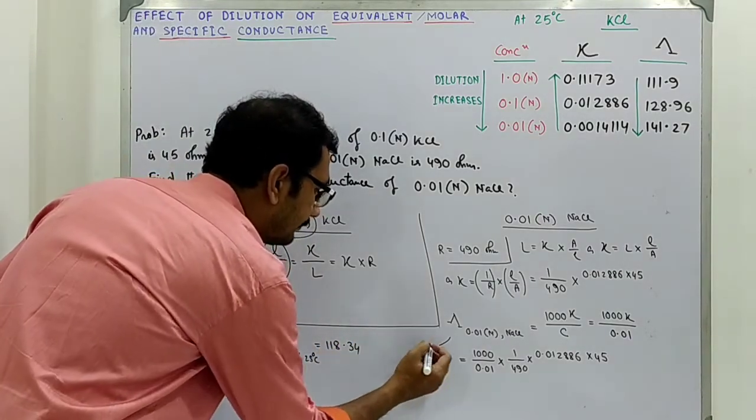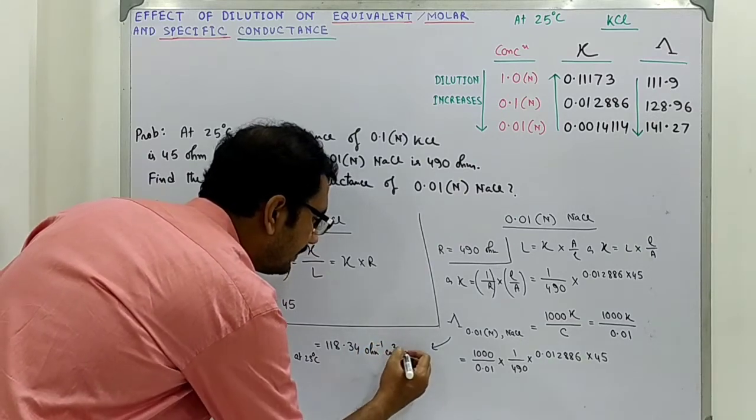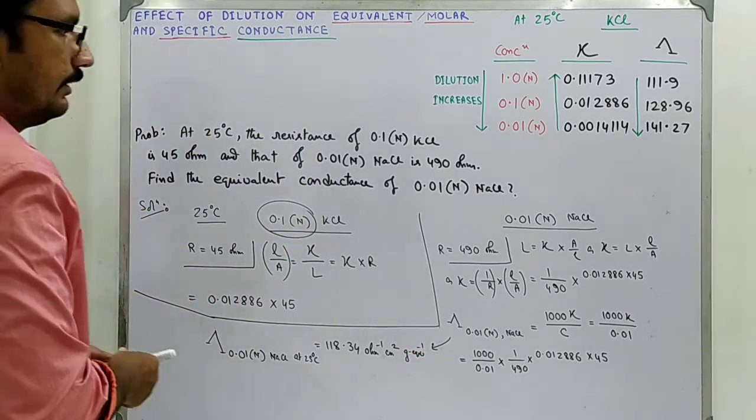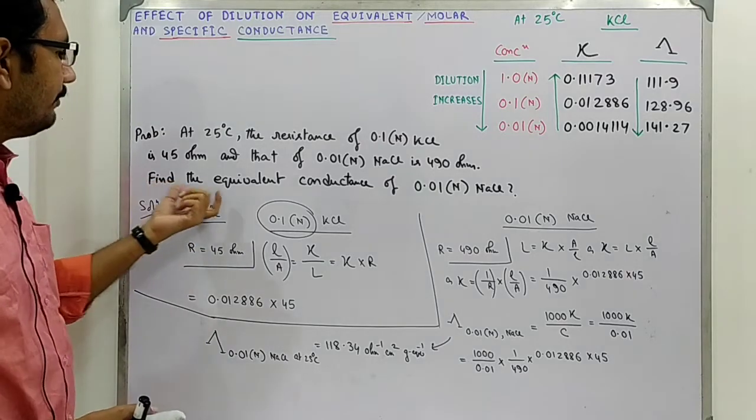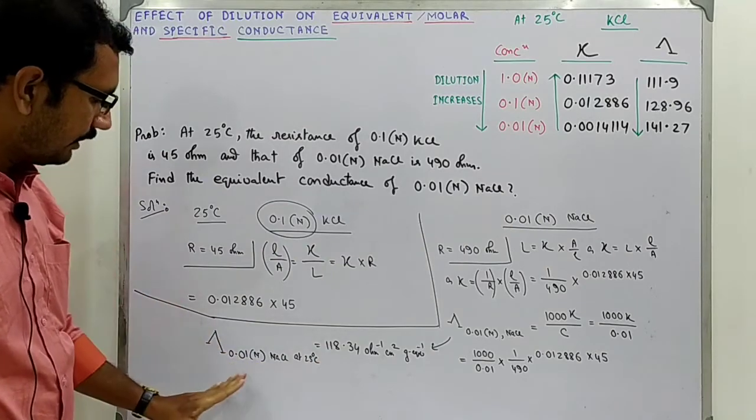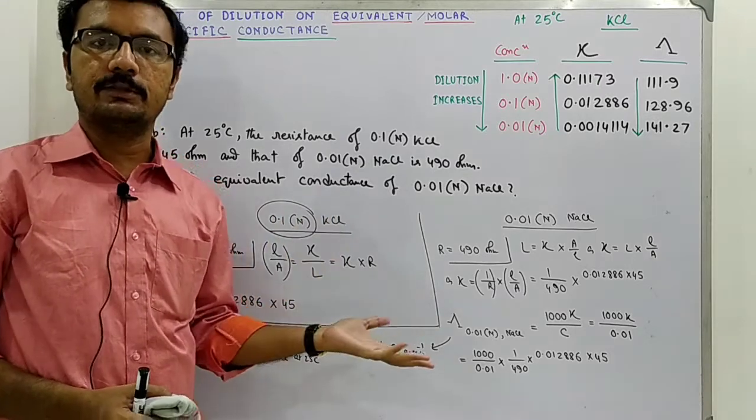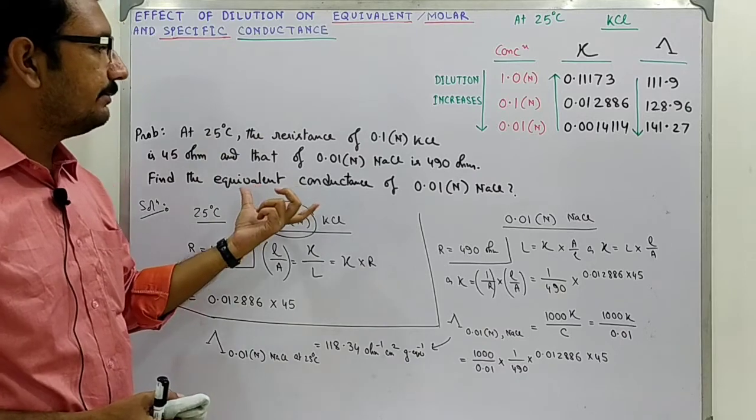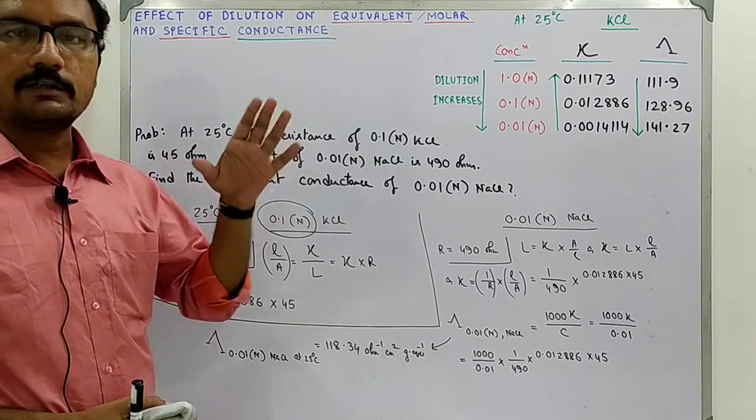It is ohm inverse centimeter square per gram equivalent. They have asked you to find the equivalent conductance of 0.01 normal NaCl, so this is the equivalent conductance of 0.01 normal NaCl. This is how you have to solve the problem. Now, in the previous lecture, I have given a similar problem in the comment section. Please find the answer, solve it and post your answer in that section.